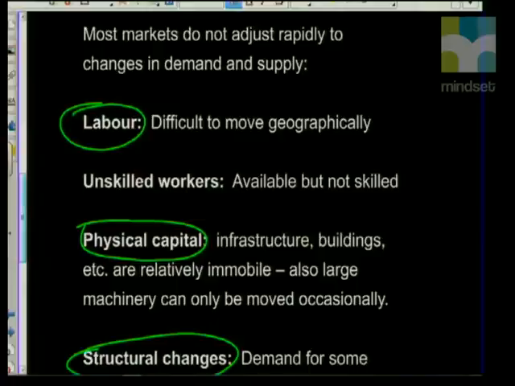What we have to remember about labor, for instance, is that a person as an individual is not that mobile, especially if the person is involved with a family. So it's going to be very difficult to move labor from one area to another. It can only happen over a period of time, and in certain cases it cannot happen at all.